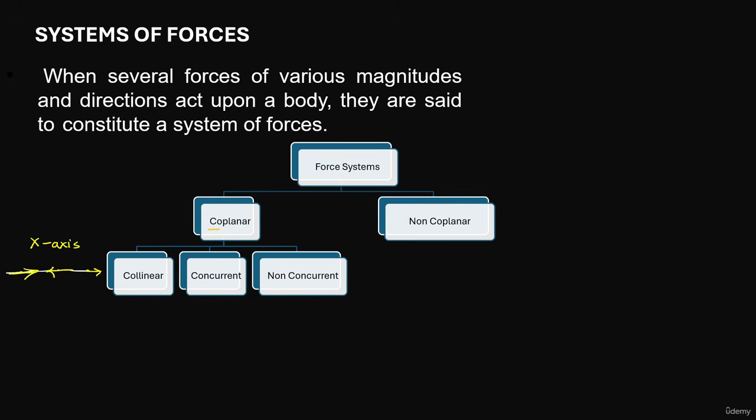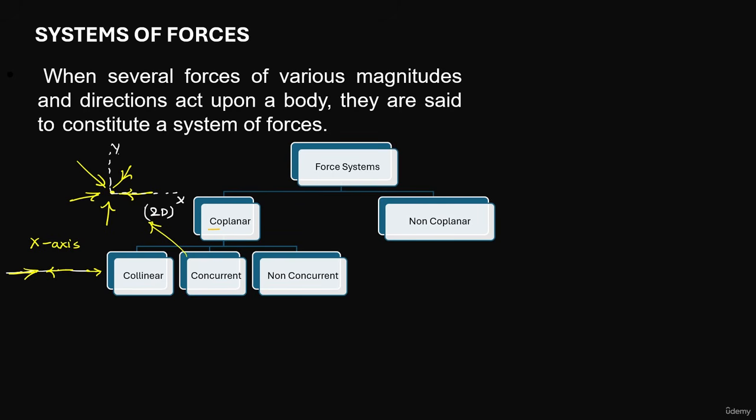Now, if we move to the next word, that is concurrent. In the concurrent case, the forces will be passing through a single point. When the forces pass through a single point, we try to analyze the action of forces in the x and y plane. So here we will try to resolve the forces along x and y directions. That is when the problem grows to a two-dimensional approach.